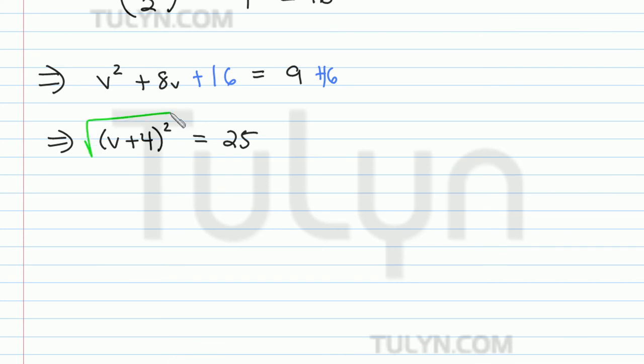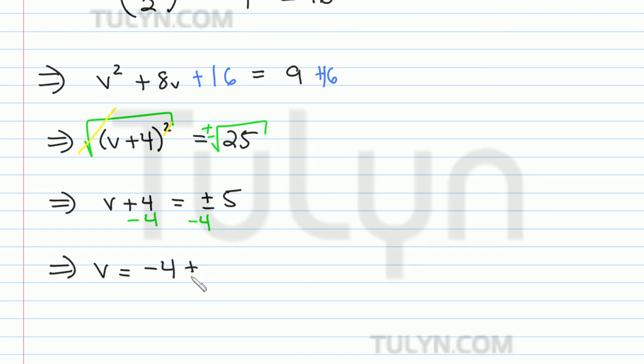So now we solve. The first thing we want to do is take the square root of both sides. On the right it's going to become plus or minus, and on the left the square and the square root are going to cancel out. So we have v plus 4 is equal to plus or minus the square root of 25, but that's just 5. Then finally, to solve for v, we subtract the 4 from each side. So v is equal to negative 4 plus or minus 5.